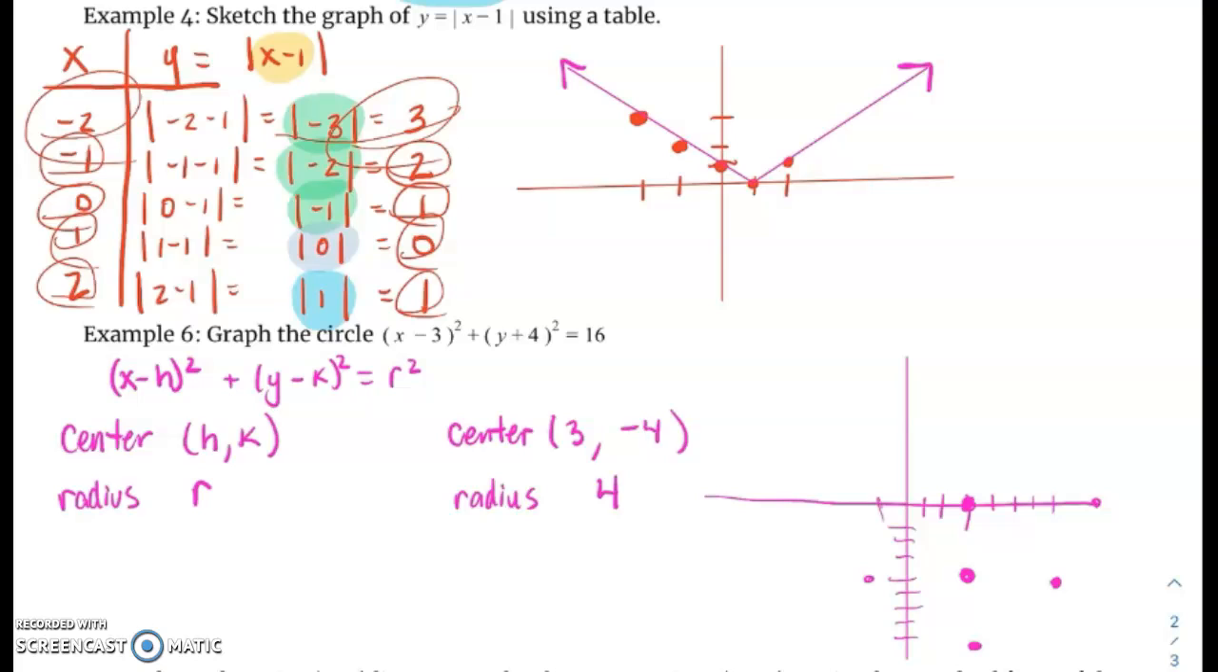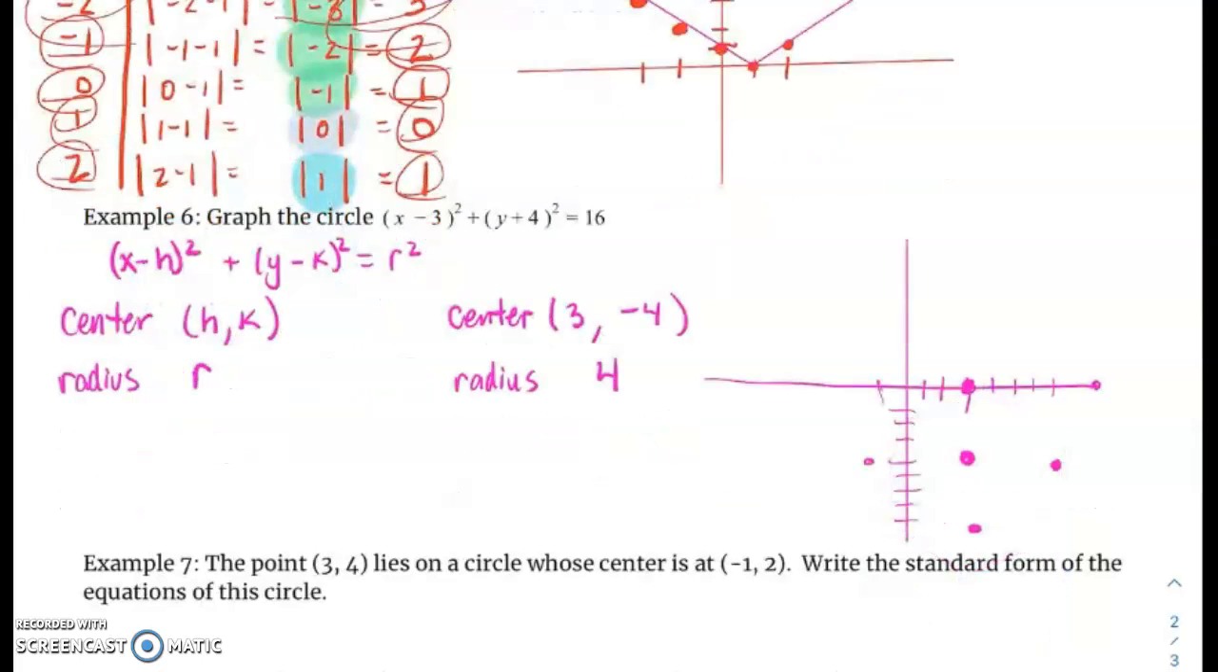And then hopefully you have a better graph than me. Connect those outside points. This thinks it's a polygon. Connect those to make a better looking circle than that.